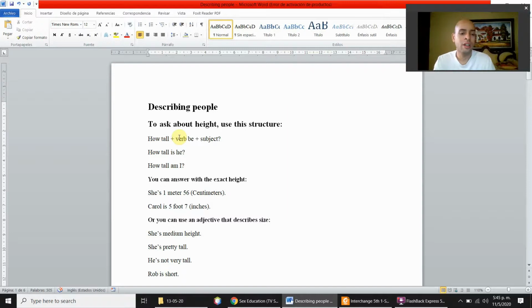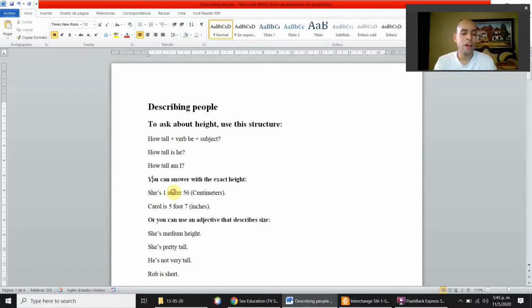So let's see some examples. How tall is he? How tall plus verb be and the subject he. How tall am I? How tall, the verb be and the subject. You can answer with the exact height if you wish, if you know the answer.